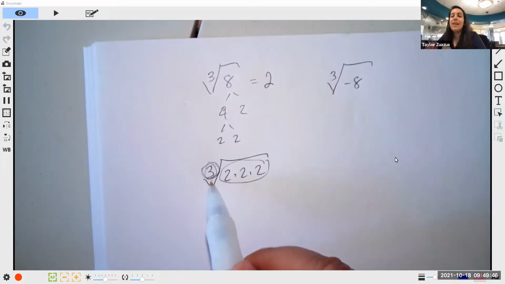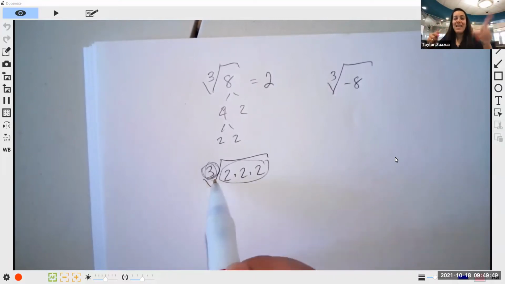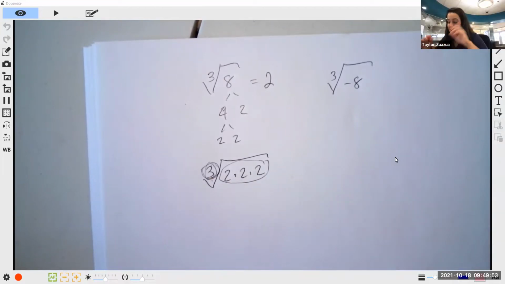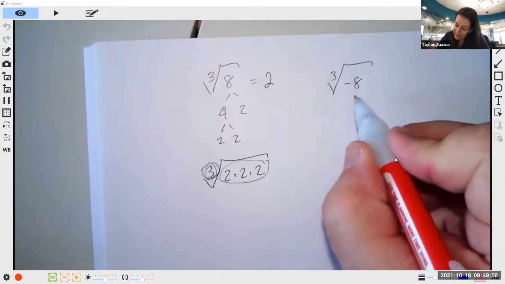It's clicking now. If it was a fifth root, I'd need 5 of a kind. 5 of those. Right. Yes. Okay. Got it.